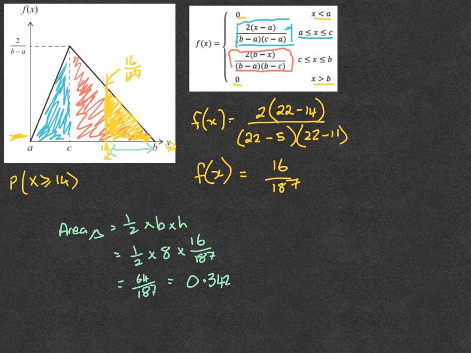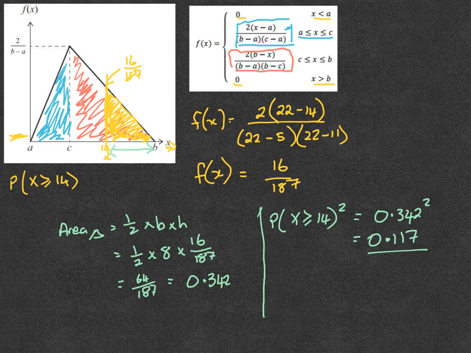0.342. But we haven't quite finished, because if you'll remember, it was wanting to know what the probability of selecting 2 of these such potatoes. So basically, we are looking for the probability of x is greater than 14 all squared, which therefore equals 0.342 all squared, which equals 0.117. And that is the answer.